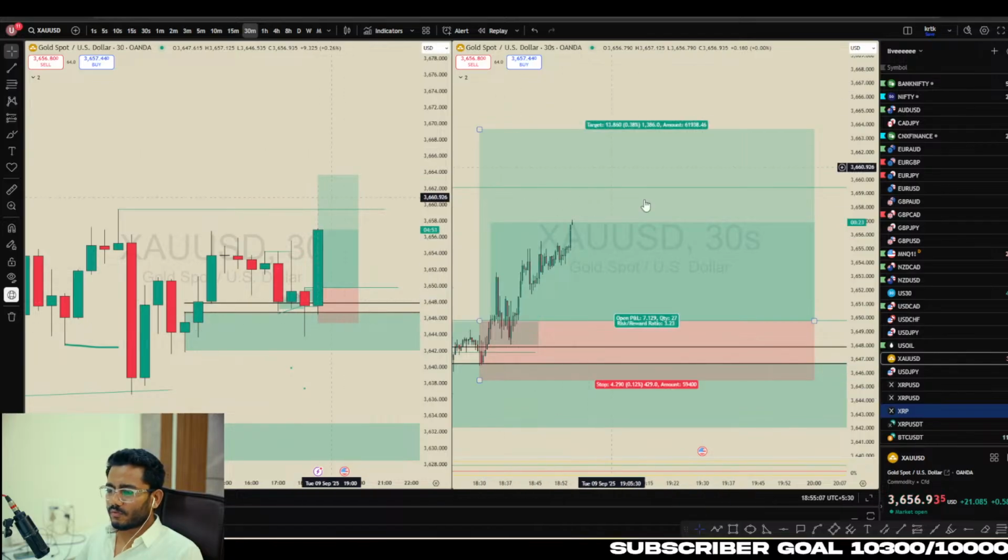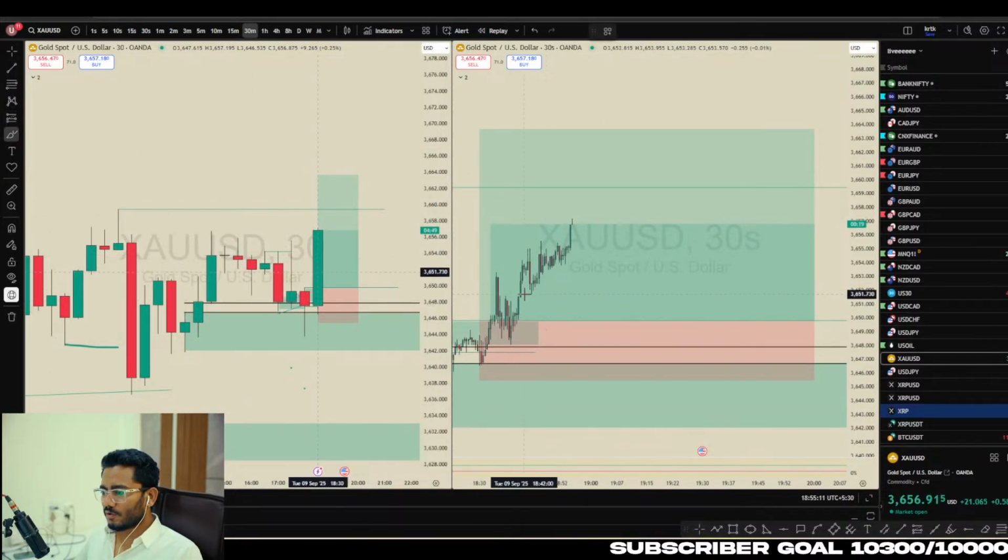You can close some of your position over here, but don't trail your stop loss below these lows because this move can sweep this liquidity and then it can continue.